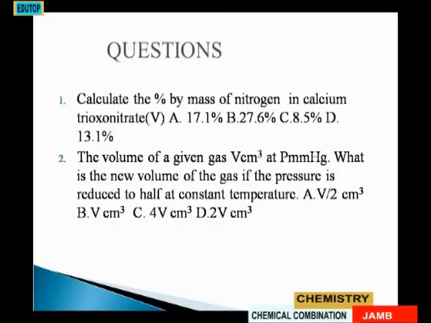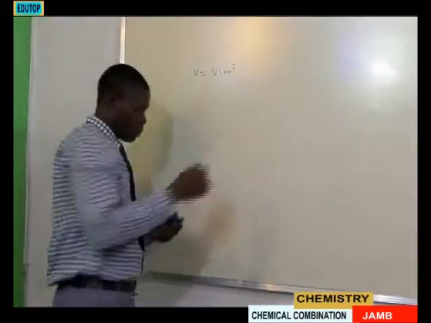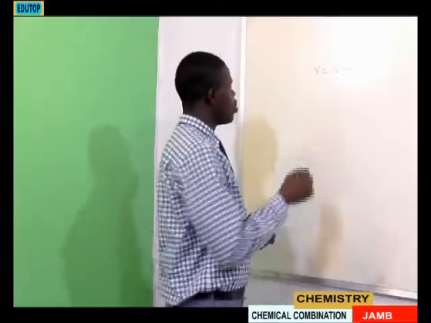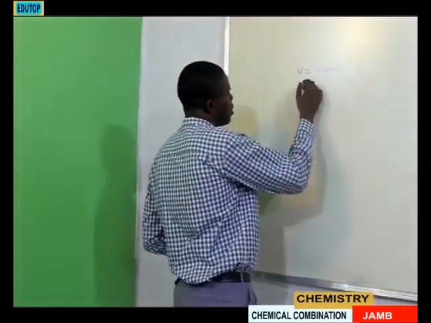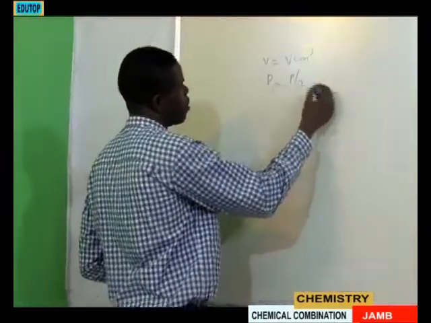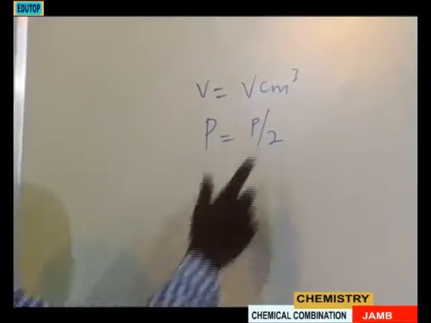Question 2. The volume of a given mass of a gas is, they give us the volume to be V centimeter cube. Then at P mm mercury, what is the new volume of the gas if the pressure is reduced? So you have your pressure being reduced. So the pressure is reduced by half.